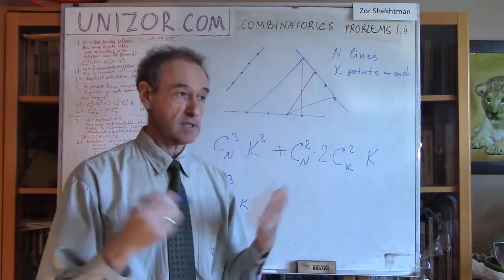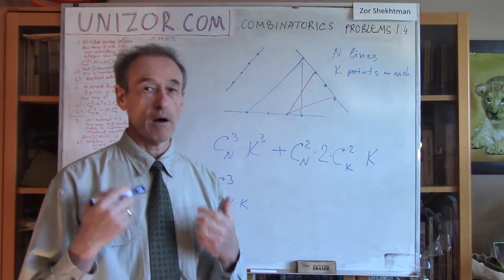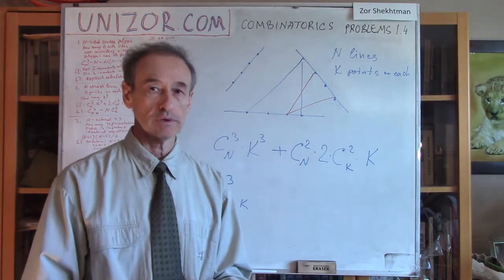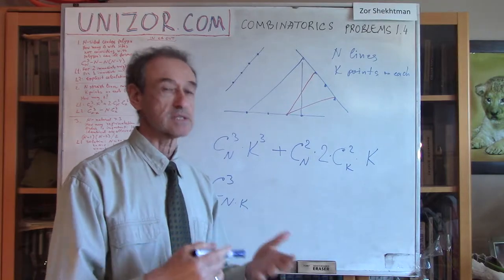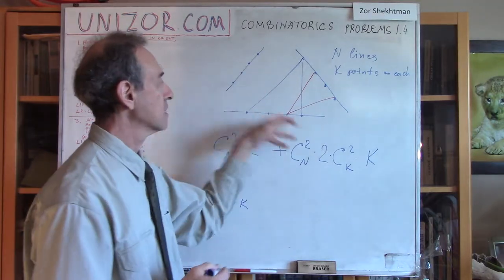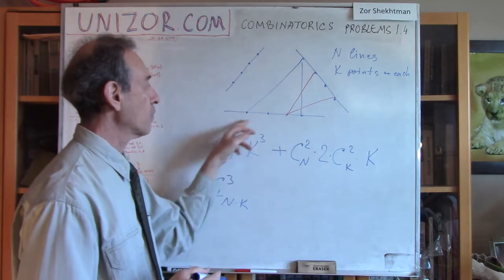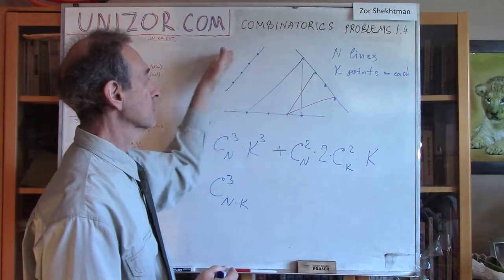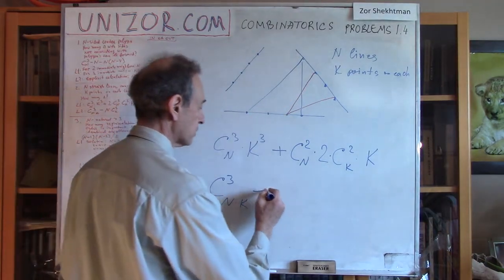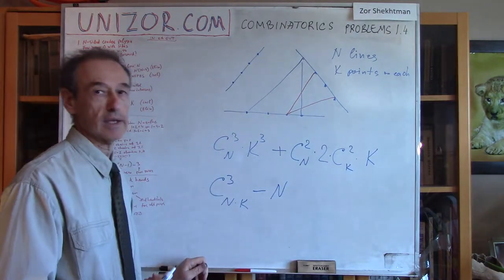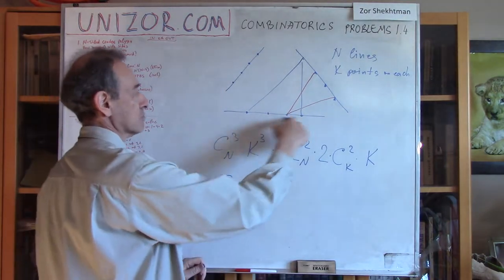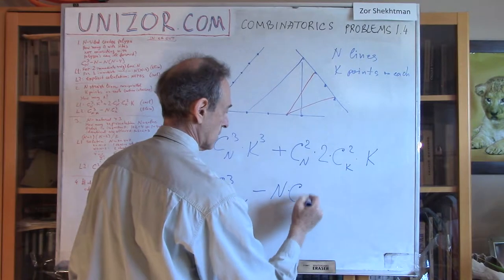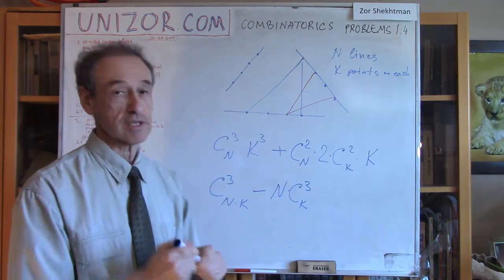So this is the number of triplets, but not all of them make up triangles, right? So let's exclude those which do not. I have to exclude all the cases when 3 points are not making a triangle, and that's the only one when 3 points belong to the same line. So they can belong to this line, or to this line, doesn't really matter. There are n different choices for the line, and within the line, I can choose any 3 points out of k, which is this. And that would be a triplet which does not make a triangle.